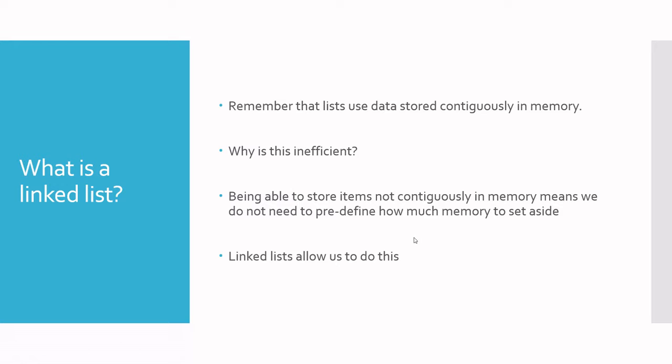We know that with a list, it's dynamic compared to an array, so that actually uses data a little bit better. However, it does rely on data being contiguous. So that means that if there isn't enough memory to expand our list, then it won't be able to expand. A linked list allows us to actually store items not contiguously in memory, and that means we don't need to predefine how much memory to set aside.